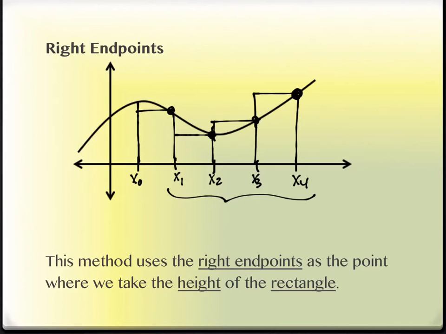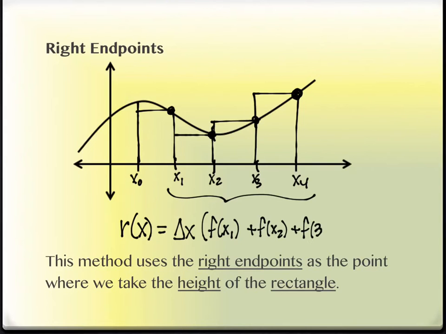So when I'm looking at my right-hand heights, I've got that same delta x, but now I have f of x1, f of x2, f of x3, and f of x4. And that's where I would end the summation of the heights.